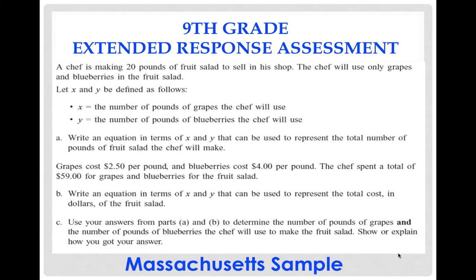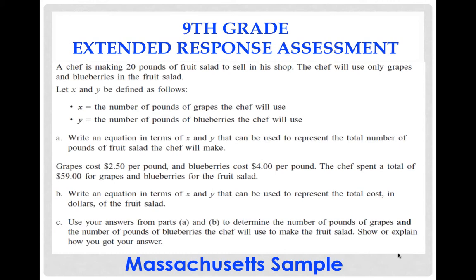It goes on to say grapes cost $2.50 per pound and blueberries cost $4 per pound. The chef spent a total of $59 for grapes and blueberries for the fruit salad. B, it says write an equation in terms of X and Y that can be used to represent the total cost in dollars of the fruit salad.